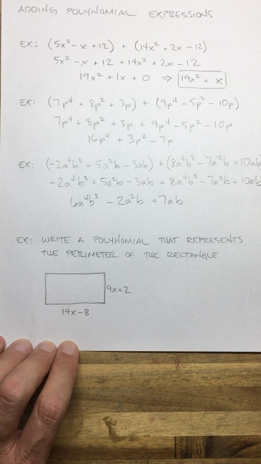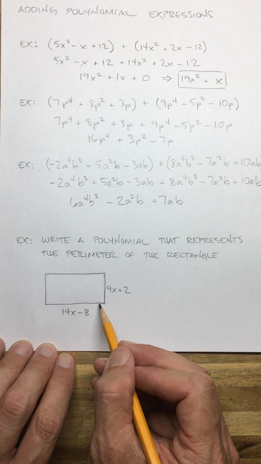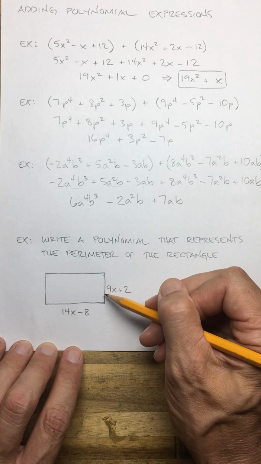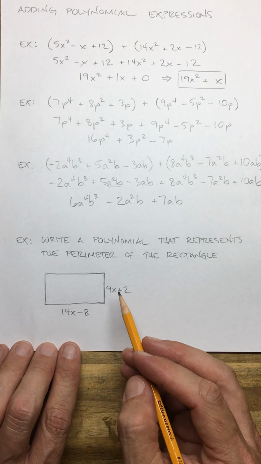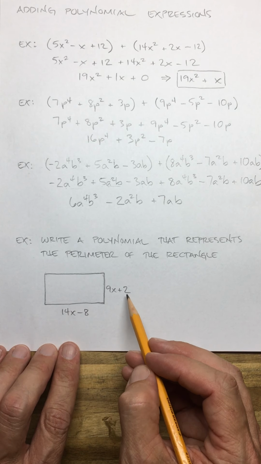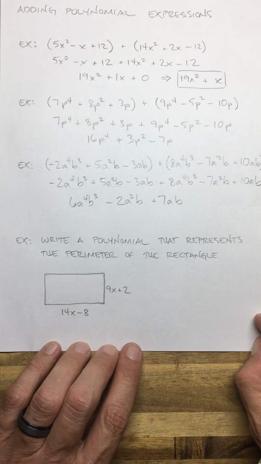I don't know, feet or centimeters, okay? This is 14x minus 8 centimeters. This is 9x plus 2 centimeters, okay? So it is distance. Even though it looks funny, I think you are probably thinking, oh, it's 14 centimeters and this is 200 centimeters, whatever, okay? All right, so here we go.